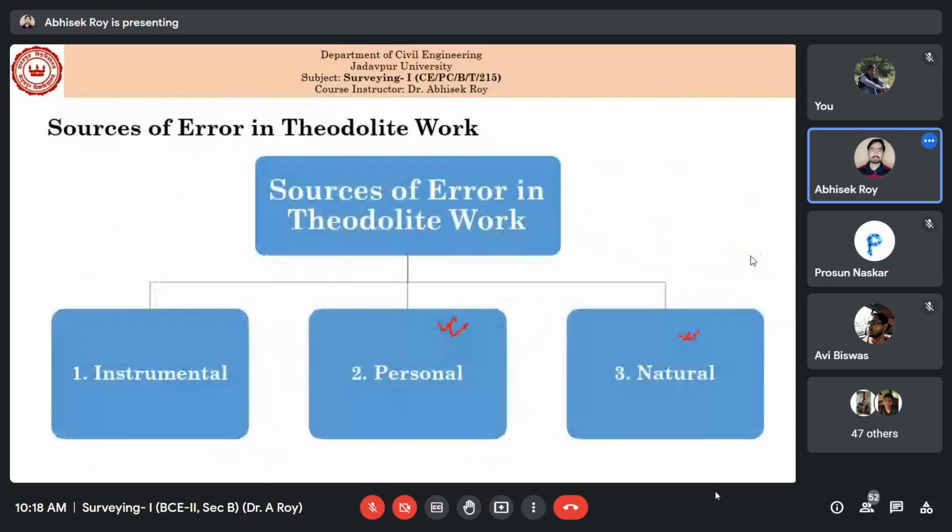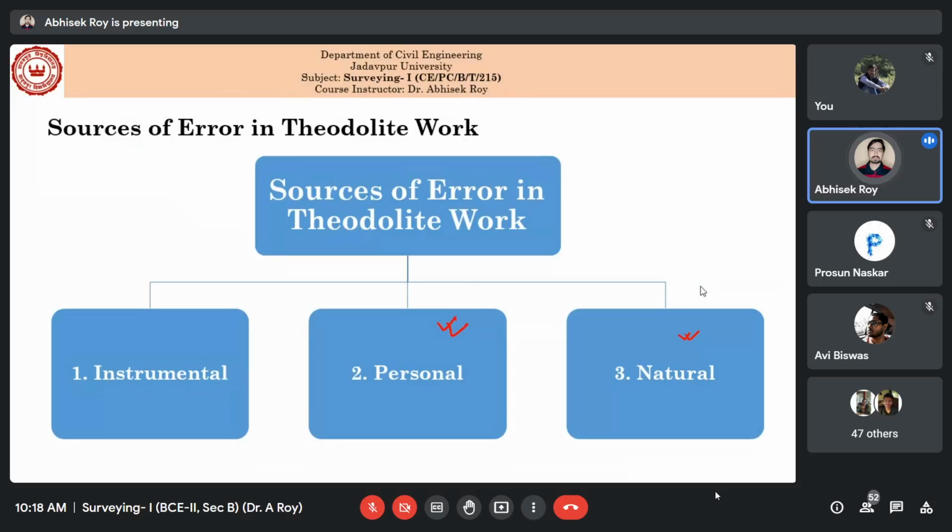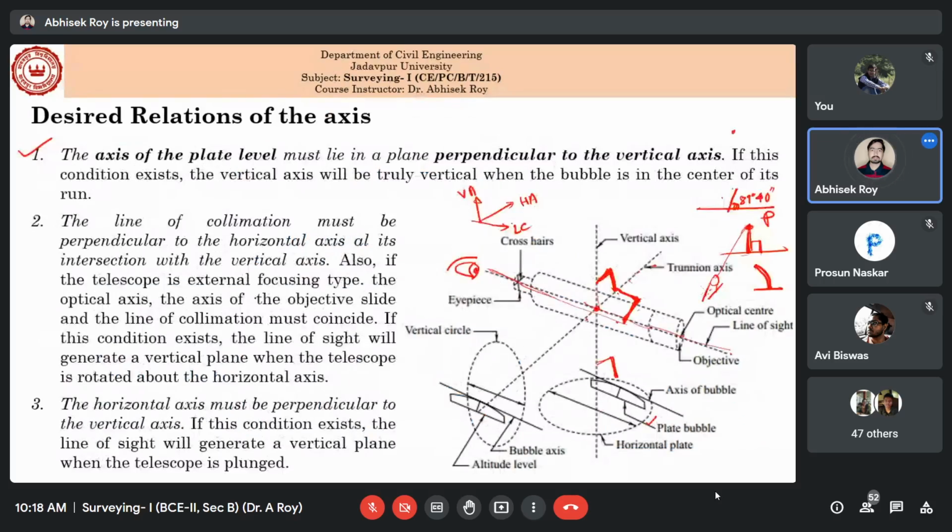Now, there is error due to the horizontal axis not being perpendicular to the vertical axis. If this angle is not 90 degrees, say it is 89 degrees 40 minutes, or it can be 90 degrees 20 minutes, or 90 degrees 10 minutes, or 90 degrees 5 minutes, this kind of error can be there.